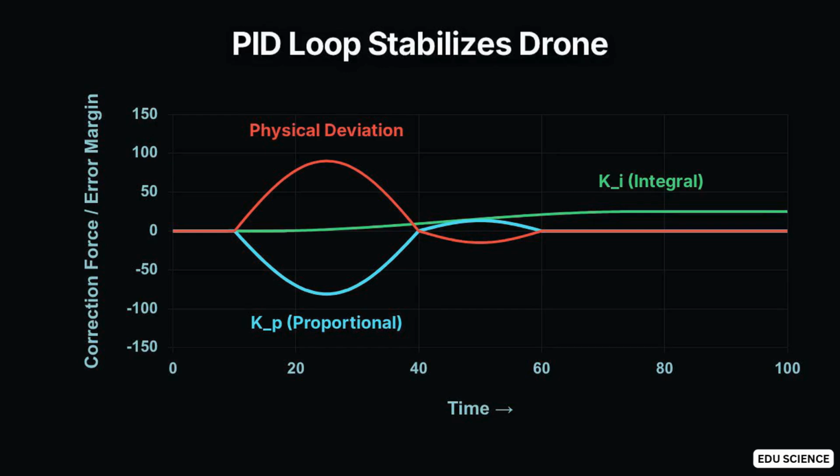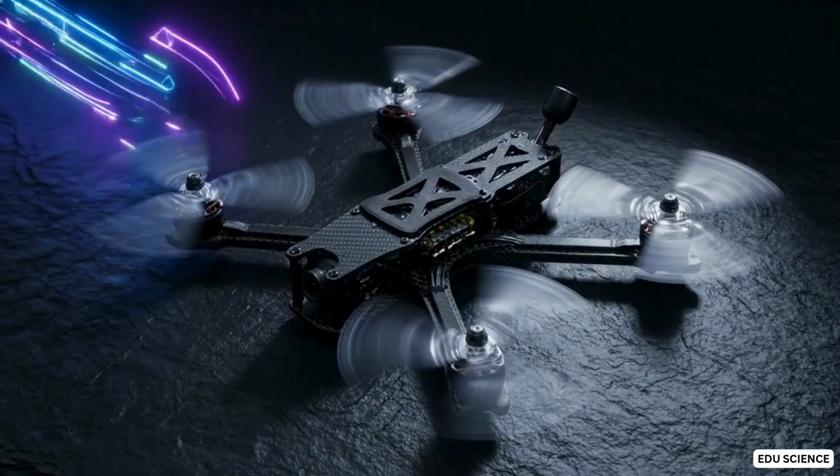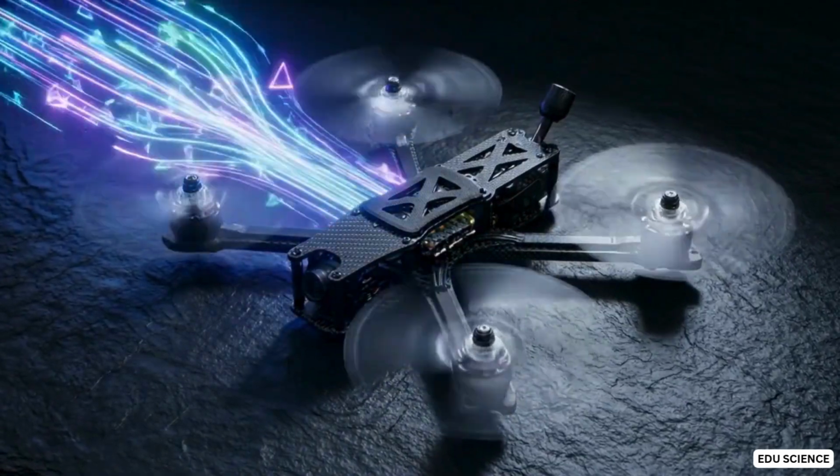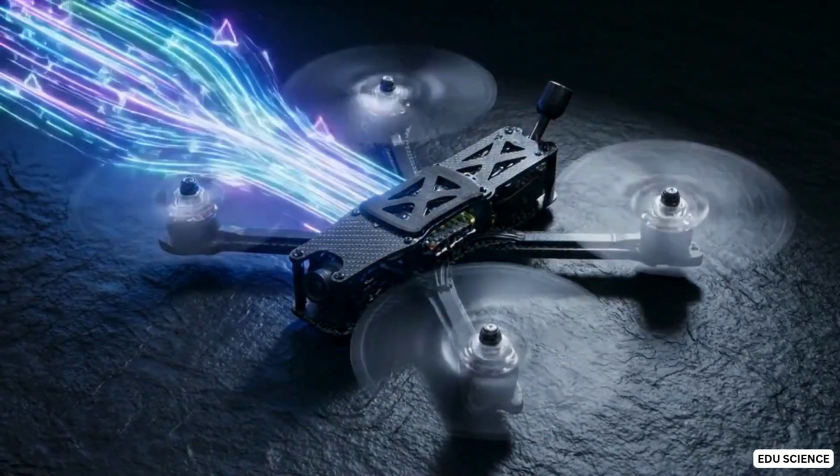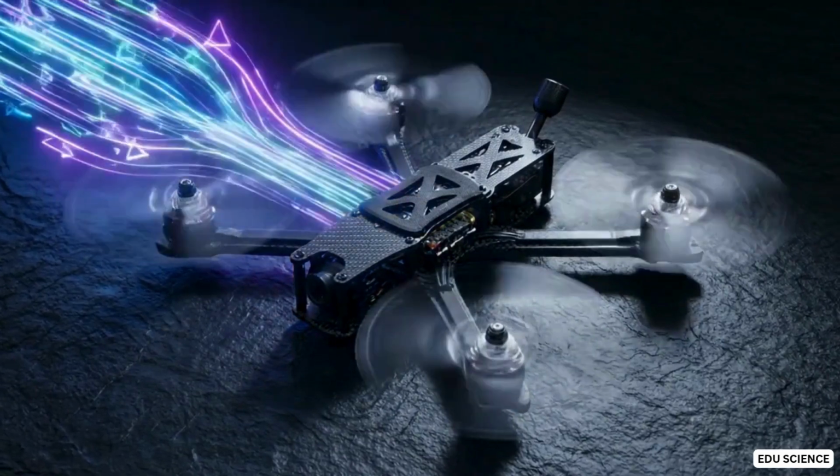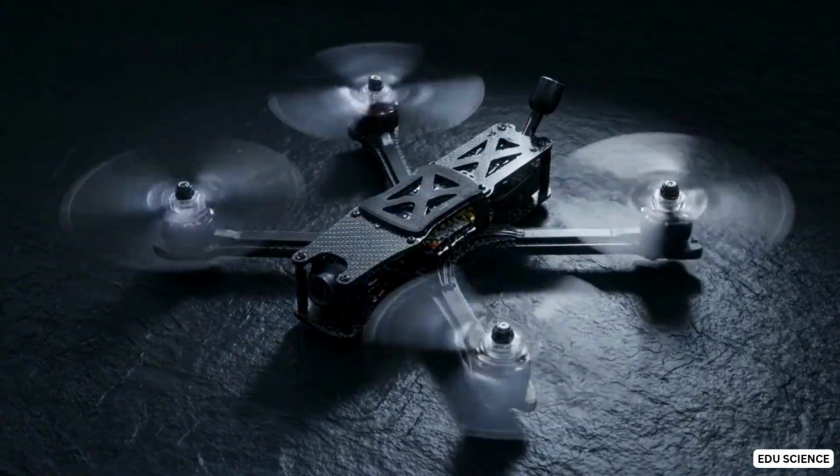Finally, the derivative term predicts future behavior based on the current rate of change. It acts as an algorithmic dampener, counteracting the P term as the drone approaches its target to eliminate bounce back after sharp maneuvers. The PID loop is a predictive engine. It calculates the necessary counterthrust to neutralize aerodynamic forces milliseconds before they can disrupt the flight path.